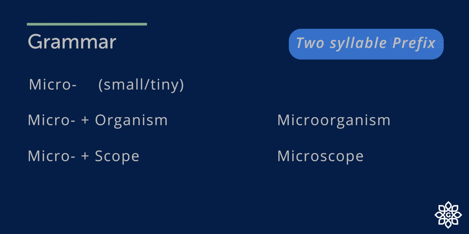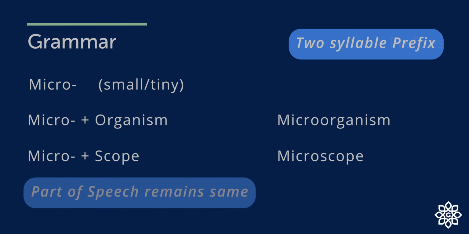When you look at these words, you can see that the part of speech, if it is a noun, stays a noun even after adding the prefix. If it is a verb, it stays a verb even after adding the prefix. I'll give you some more examples.